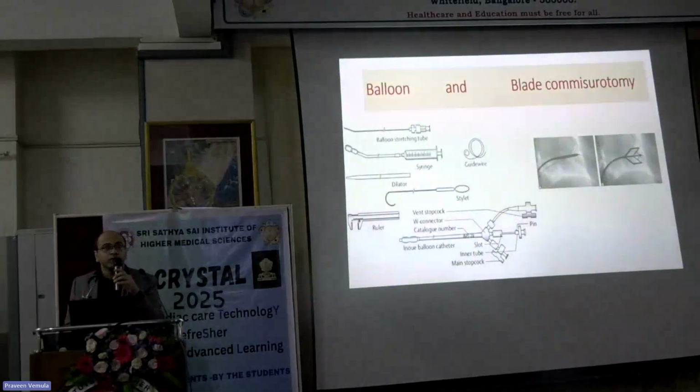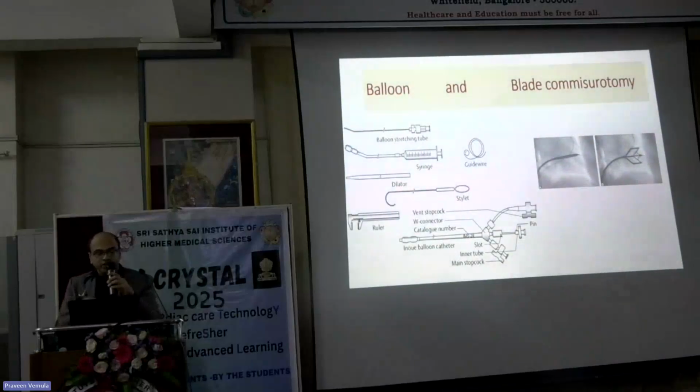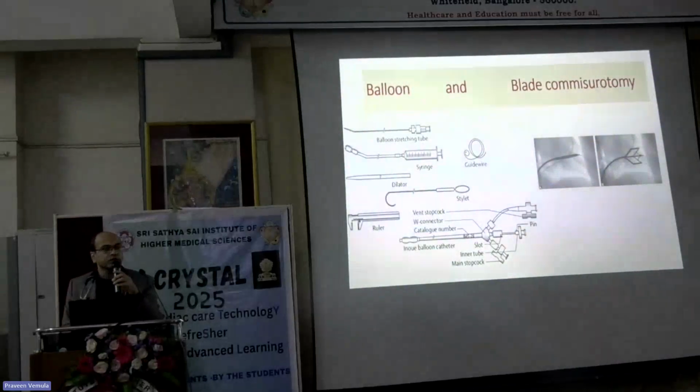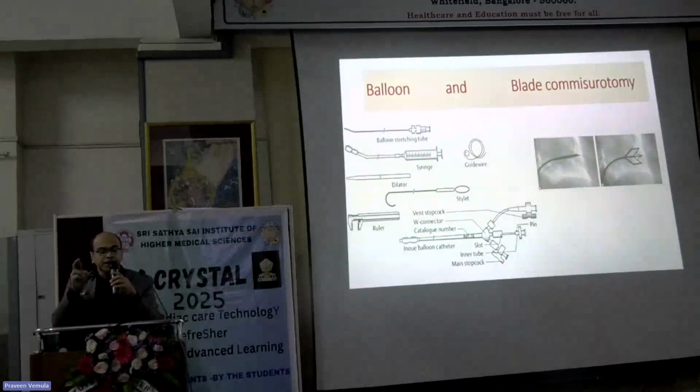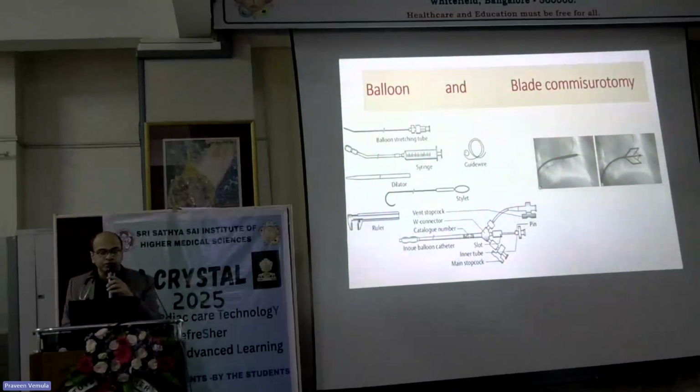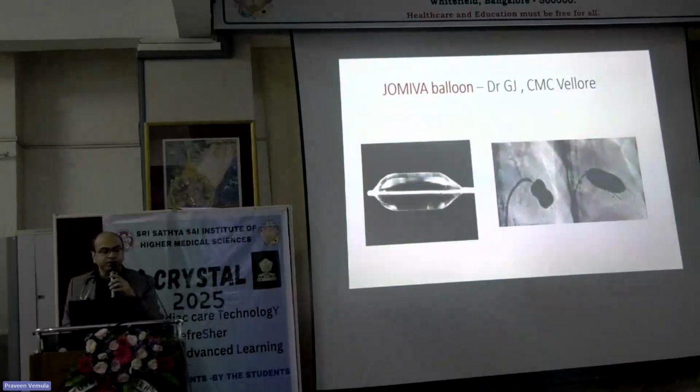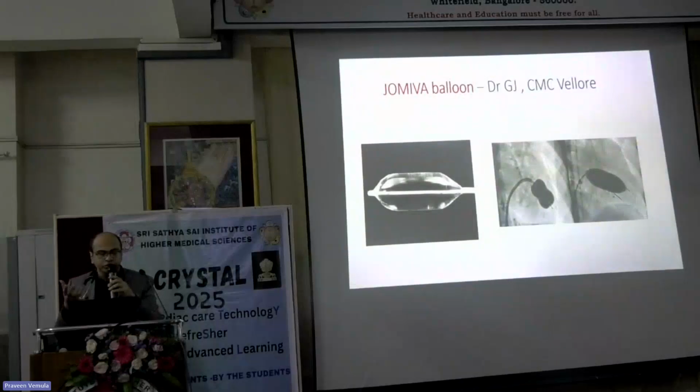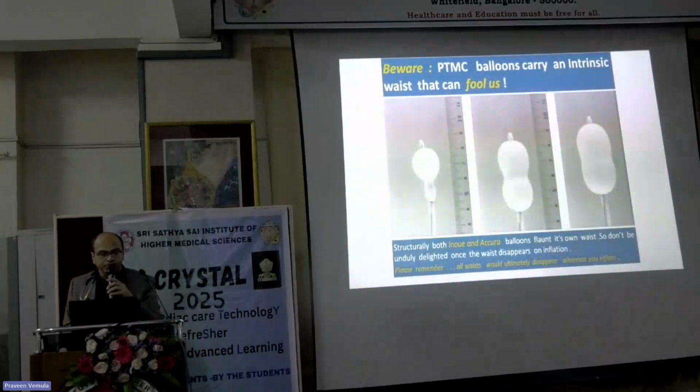Earlier, when we were residents, we used to be shown these kinds of pictures. This is actually also taken from one of the DNB exams. This is a blade commissurotomy. We use a balloon, but you can use a blade to cut across. It's called a blade commissurotomy. It's actually like a hexagon which cuts into the valve. This is the Jomiva balloon, which George Joseph Sir has designed at CMC Vellore.